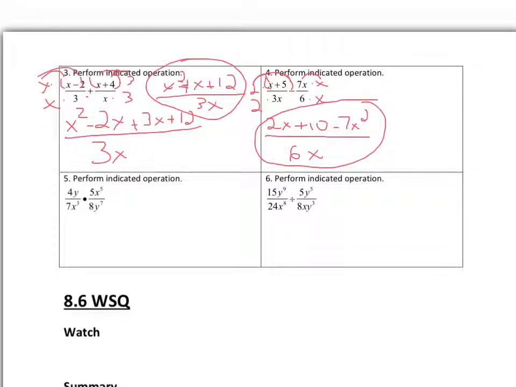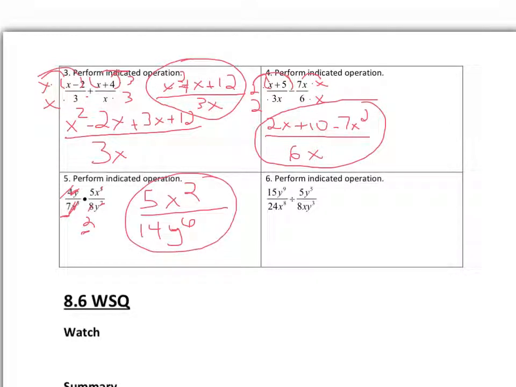Go ahead and pause the video and try number 5. For number 5, we can cross cancel because it's multiplication, so I can cancel out a 4 from top and bottom, and it leaves me with a 2 on the bottom. So in my fraction, I can't cancel out a 5. There's nothing on the bottom that cancels. So then I take 7 times 2 is 14. And then on the top I have 5. And then I look at my x's and y's. I can cancel out an x from the top and the bottom. That leaves me with 6 y's on the bottom, so x to the 6th. And then I can cancel out 3 x's from the bottom and 3 from the top. That leaves me with x squared. And that is my simplified fraction.